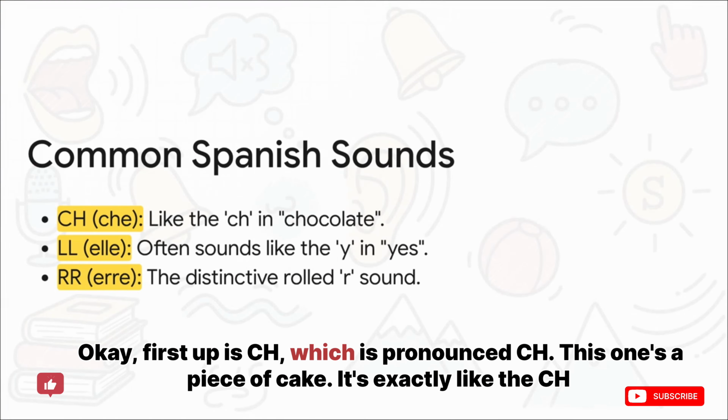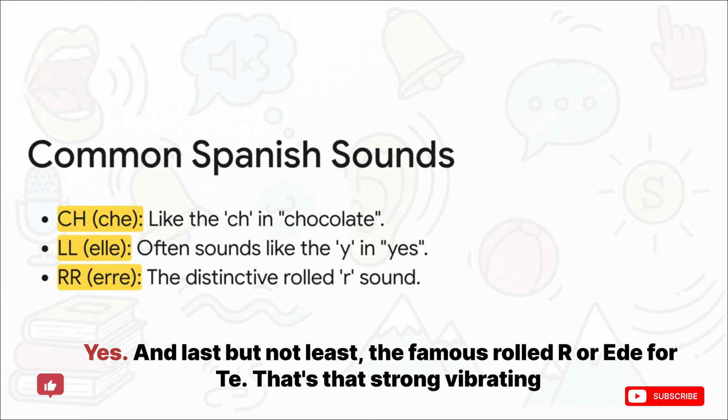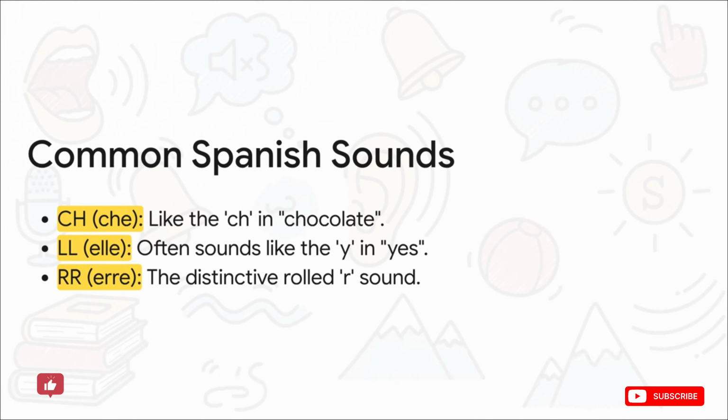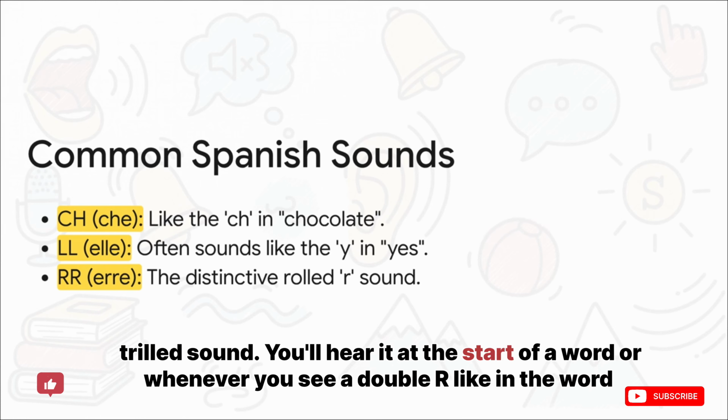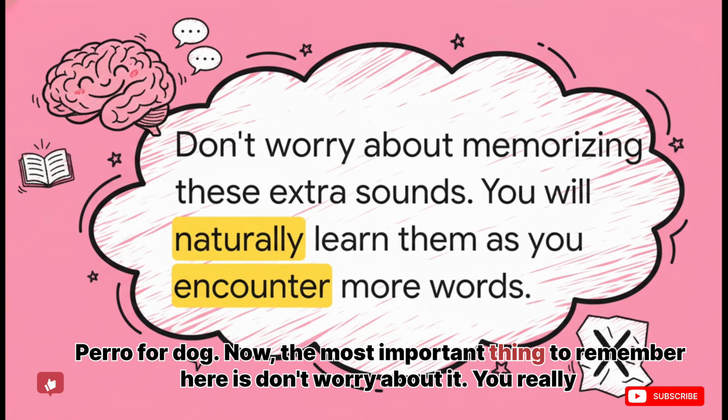Okay, first up is CH, which is pronounced che. This one's a piece of cake. It's exactly like the ch in chocolate. Then we have the double L, elle. In most places, this sounds just like the Y in the word yes. And last but not least, the famous rolled R, or erre fuerte. That's that strong, vibrating, trilled sound. You'll hear it at the start of a word, or whenever you see a double R, like in the word perro for dog.